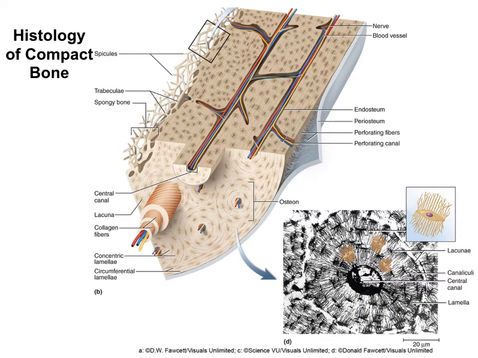Now let's talk about the histology of compact bone. Out of the two types of bone tissue, compact bone is the strongest. And as the strongest, it's going to offer a lot of protection, especially to the weaker spongy bone and red bone marrow found within the core of most of your bones.